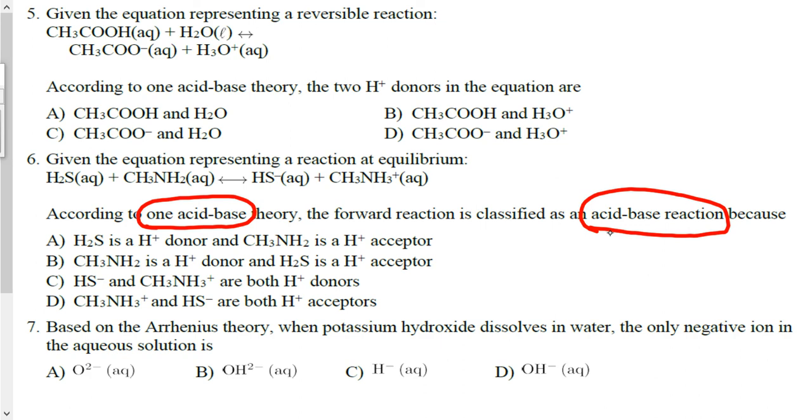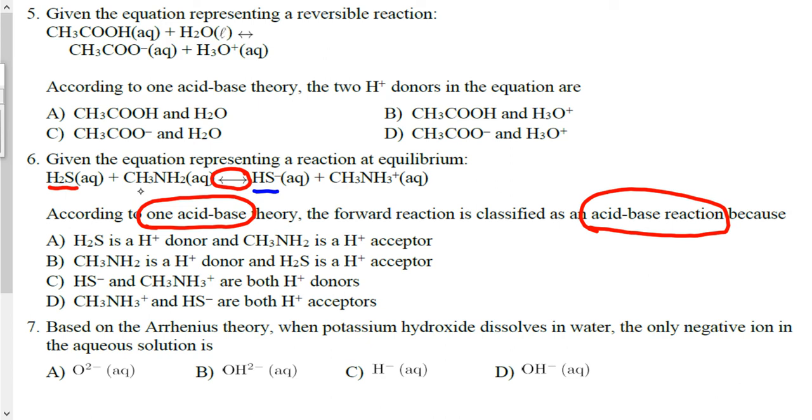Let's start by taking a look at the left side of the arrow first. We had H2S. What happened to H2S after the reaction? If you consider just the letters, we had H2, meaning 2 hydrogens and 1 sulfur. After the reaction, we only have 1 hydrogen and 1 sulfur. So what happened? We lost a hydrogen ion. So H2S is a hydrogen ion donor, or proton donor.